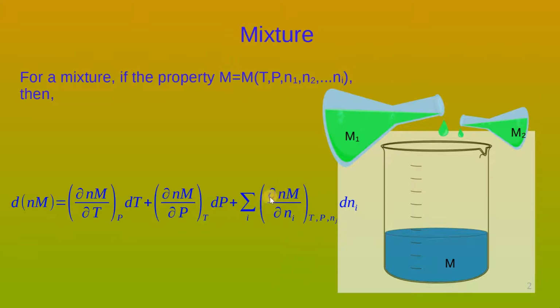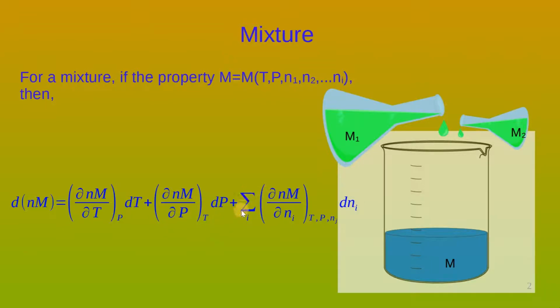The last term is nothing but the change in property of the system to addition of moles to the system at constant temperature, pressure, holding Nj constant. Now what does this mean? Supposing I stop the addition of 2 and start the addition of 1. This quantity would become ∂Nm/∂N1 at T, P, N2 dN1.